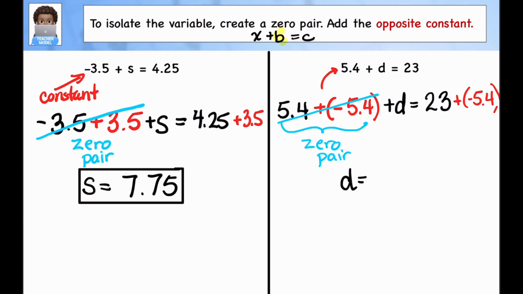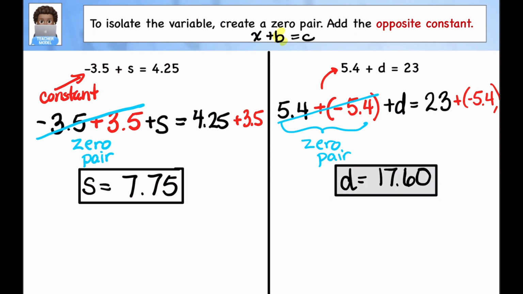Now on the other side, think about it like a money situation. I have $23, but I also owe you $5.40. So it's going to feel like subtraction, and that's okay. 23 minus 5 is 18, and so the answer is 17.60. I think of it like I do money. And that, again, is our solution, which is what we wanted. We wanted to figure out the value of d.